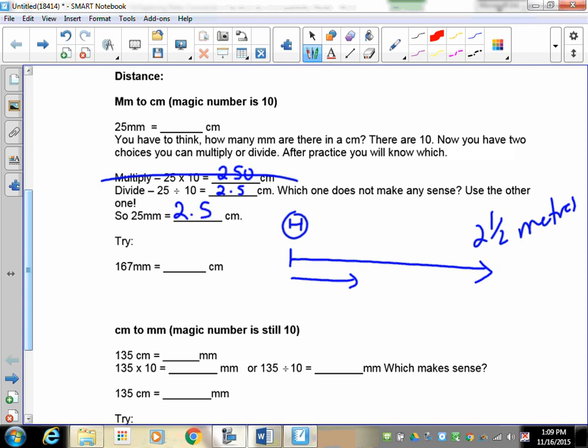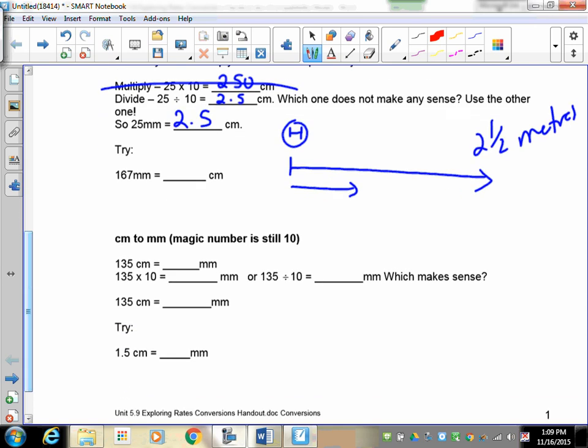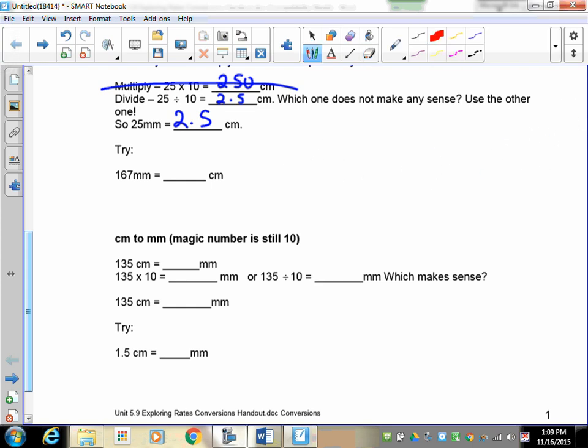I want you to try 167 millimeters and convert that into centimeters. Okay, you should be done by now. 167 millimeters is about, well, it's kind of hard to tell because I'm blowing up on the smart board, but we have about 167 pencil leads side by side. Just the pencil lead, not the pencil.